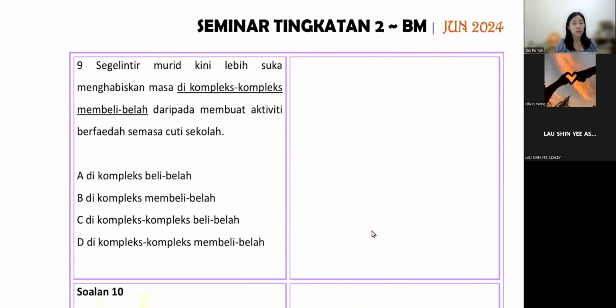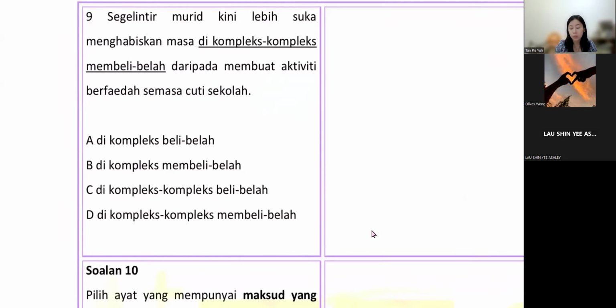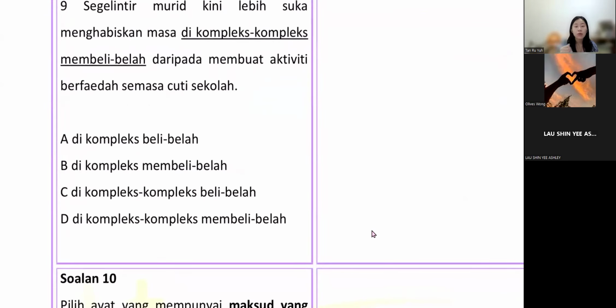Segelintir is, yeah, some of the students, a part of it, 一部分. B, the complex beli. Okay, this one is very tricky. Why? A lot of students choosing B, but then I want to say shopping mall. I cannot use membeli belah. Membeli belah is a kata kerja, is an action. So I need to say the complex beli belah.